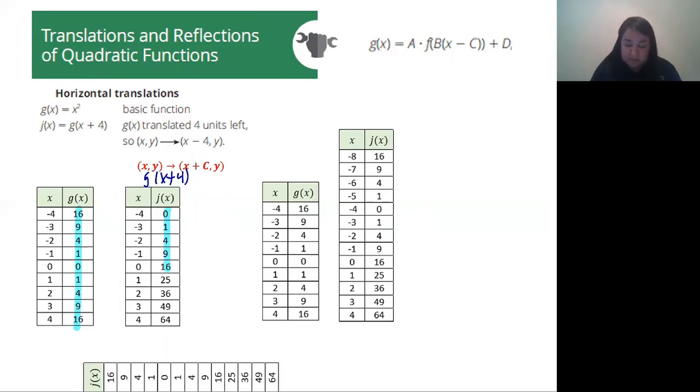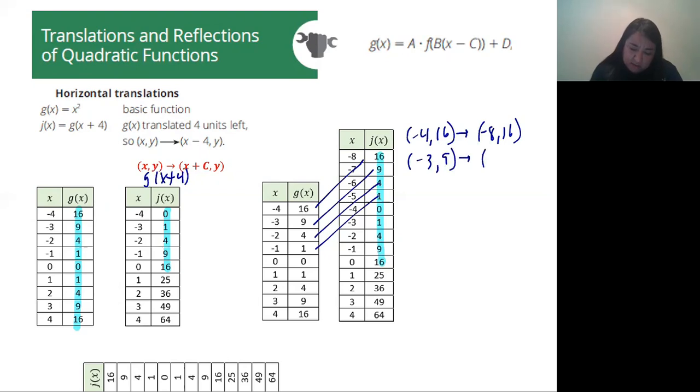So if I expand my table of values, you can see that my y values actually didn't change, just what x value they correspond with changed. So really, when I look at that, my y values didn't change. So we need to investigate, well, what was happening to my x values? So negative 4, 16 is actually now mapping to negative 8, 16. And negative 3, 9 is now mapping to negative 7, 9.